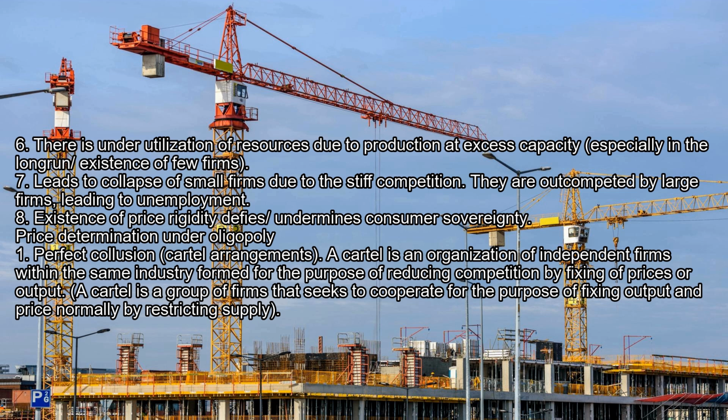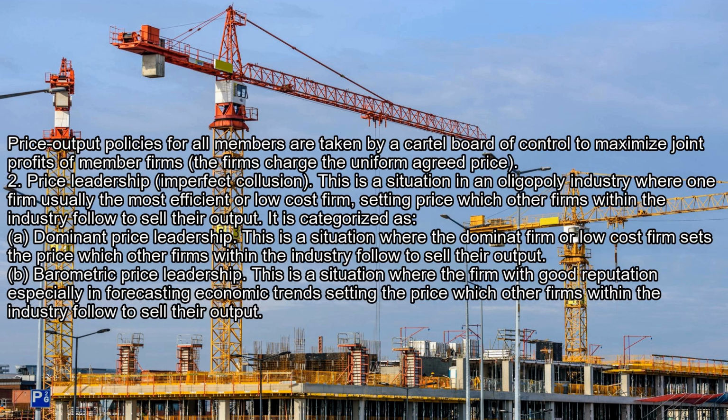Price determination under oligopoly. 1. Perfect collusion: cartel arrangements. A cartel is an organization of independent firms within the same industry formed for the purpose of reducing competition by fixing prices or output. A cartel is a group of firms that seeks to cooperate for the purpose of fixing output and price, normally by restricting supply. Price and output policies for all members are taken by a cartel board of control to maximize joint profits of member firms. The firms charge the uniform agreed price.